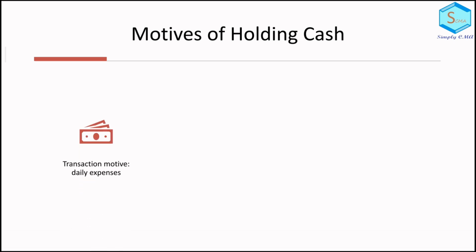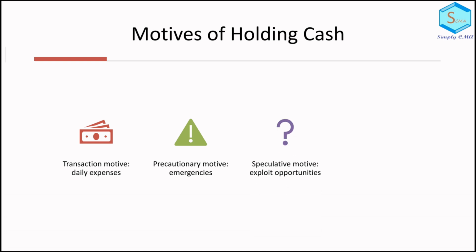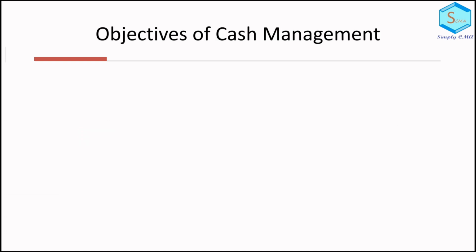Motives of holding cash. Transaction motive: daily expenses. That is, you hold that much cash which is required for daily expenses only, not more than that. Precautionary motive: keeping cash for emergency situations. Speculative motive: exploit opportunities. We should have some cash if a sudden opportunity comes, such as purchasing material or an emergency situation, so that we can trap that opportunity with minimum cash. Compensative motive, that is bank requirements, etc.